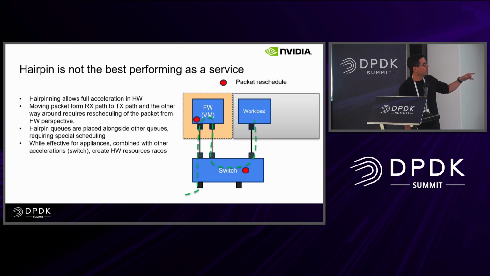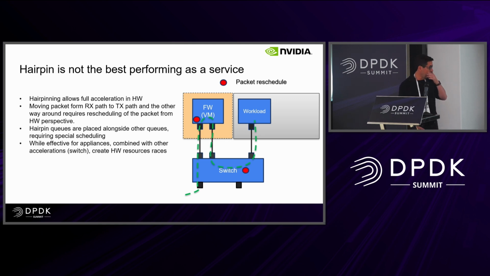Packet going from the wire to the firewall, doing hairpin, going back to the switch, and then going to the workload. We need to loop it back. But everything is in hardware. This already exists, and we also have deployments like this. But this is not the best we can do.